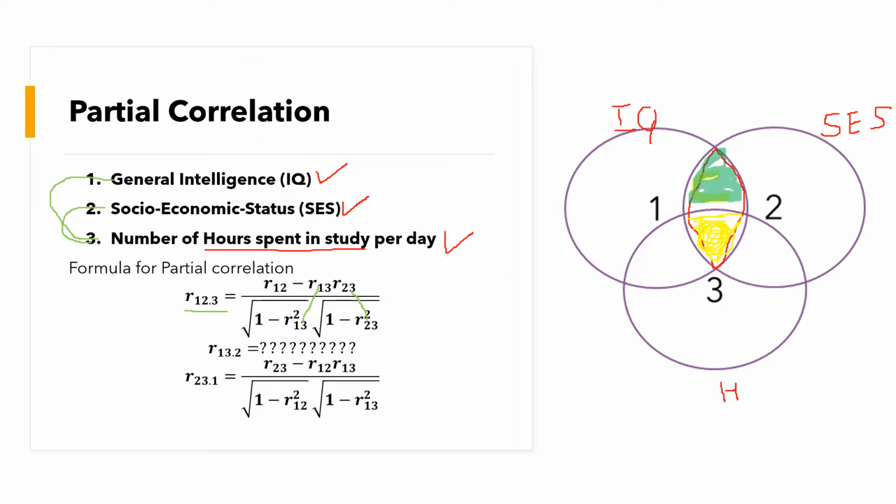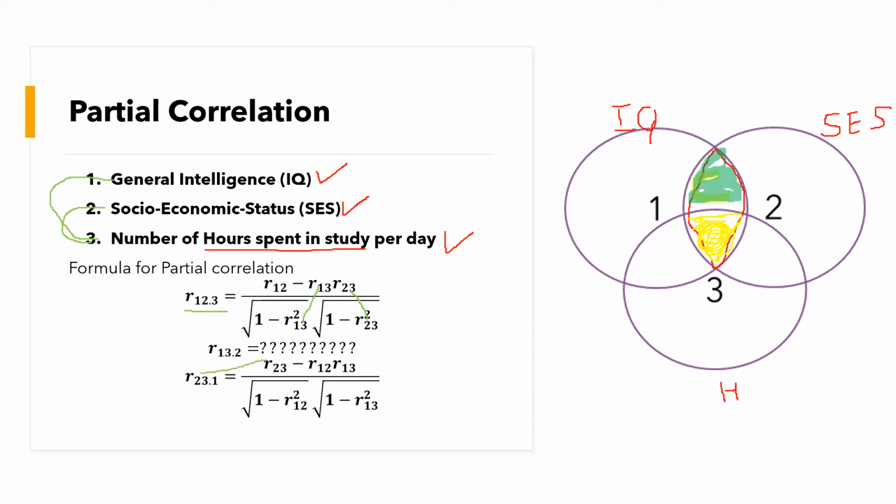And after the final calculation, if we want to see the correlation between 2 and 3, meaning socioeconomic status and number of hours, partial out 1, IQ. So in this case, correlation between 2 and 3 minus correlation of 1 and 3. 1 and 3 means general intelligence and the number of hours we are spending. So in this case, if we see the formula, we are making 2 and 3 this way.